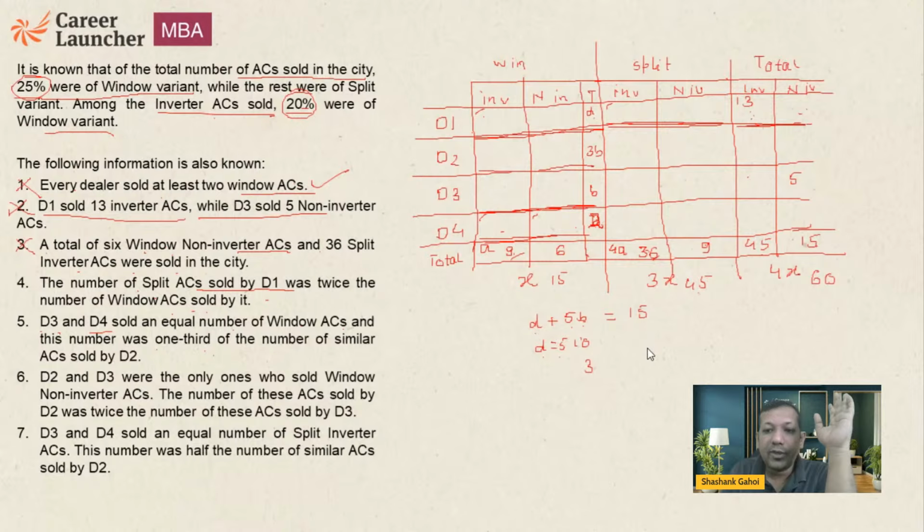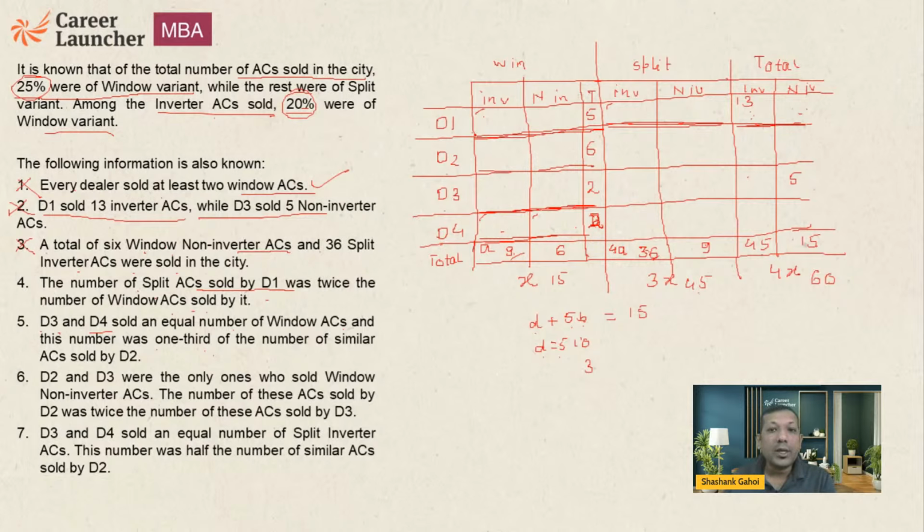I got the numbers. With the help of this, I am actually getting the numbers. So now that's good for us. This total is 2, this next total is also 2, this total is 6, so this is 10. So this value becomes 5. So D1 is selling in total 5 window ACs. D2 is selling 6, D3 is selling 2, D4 is selling 2.